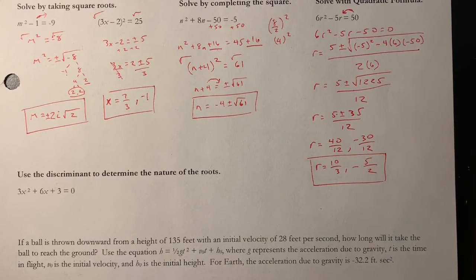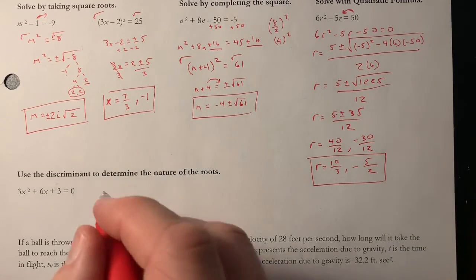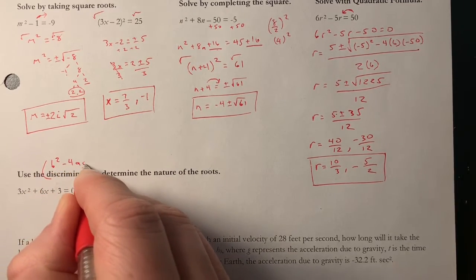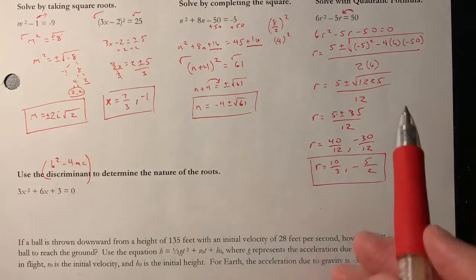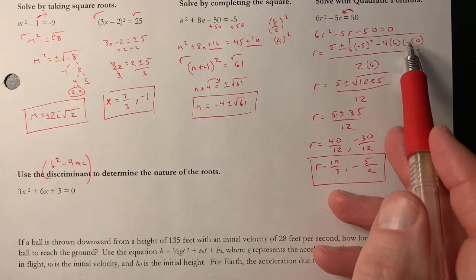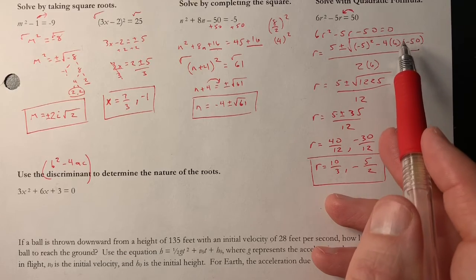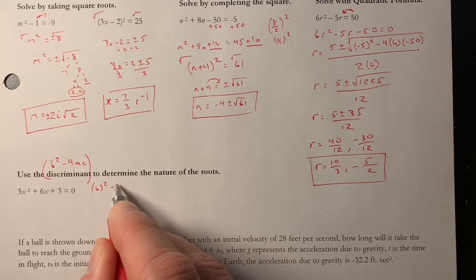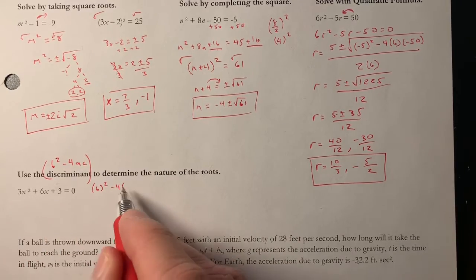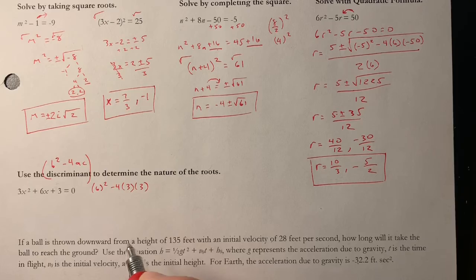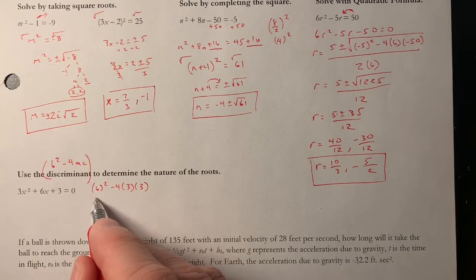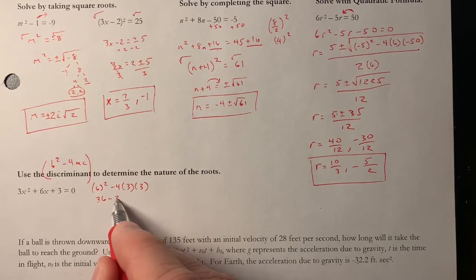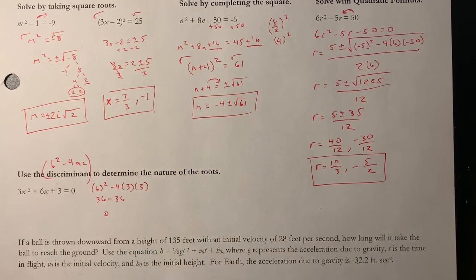Use the discriminant to determine the nature of the roots. The discriminant is b squared minus 4ac. Okay, so that's this part of the quadratic formula right here. So b squared minus 4ac is 6 squared minus 4 times 3 times 3. So that's 36 minus, and then 4 times 3 is 12, times 3 is 36, and that gives me 0.